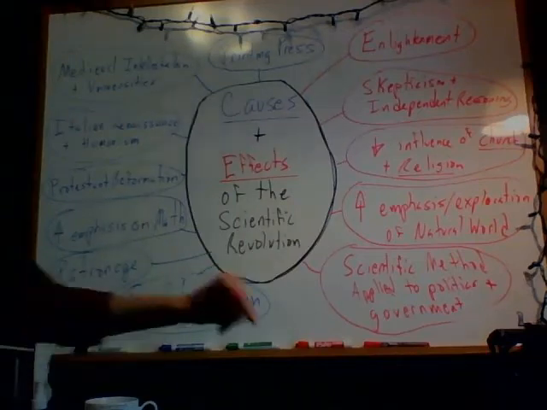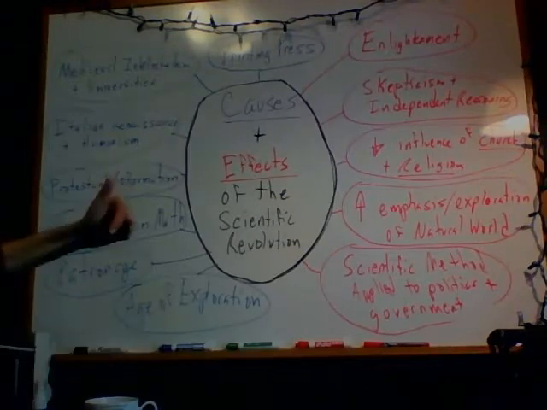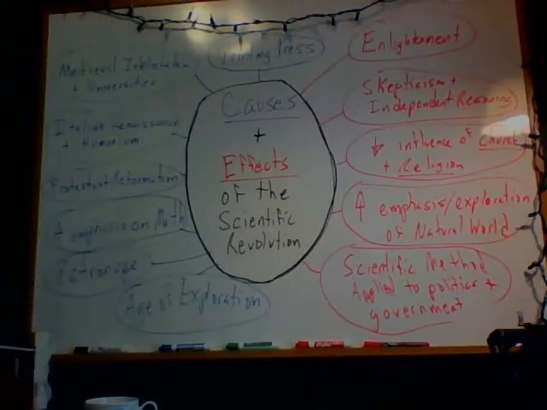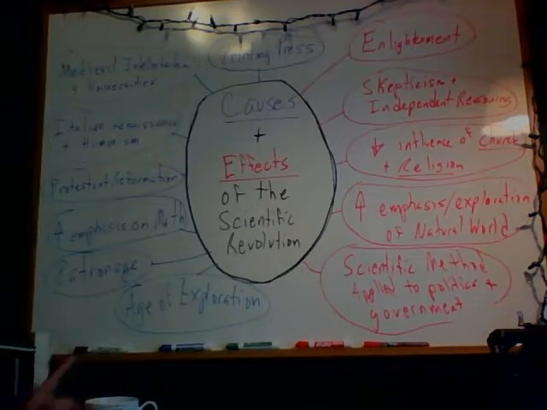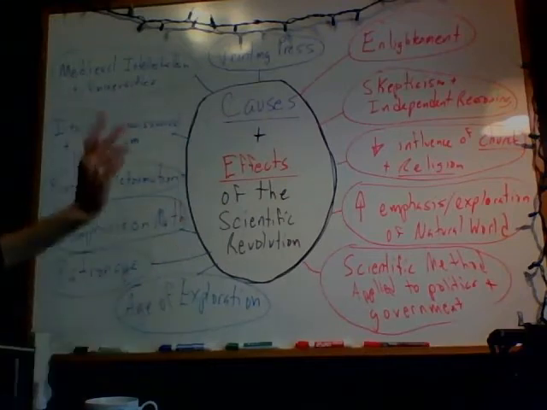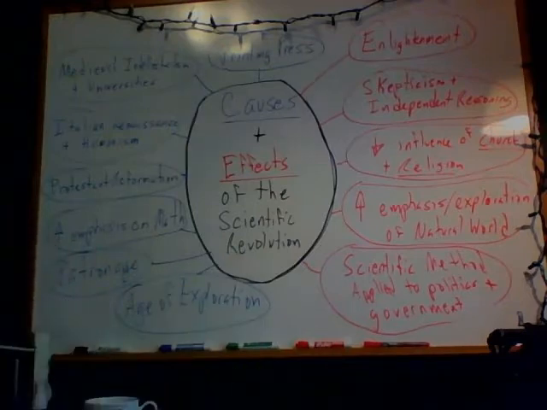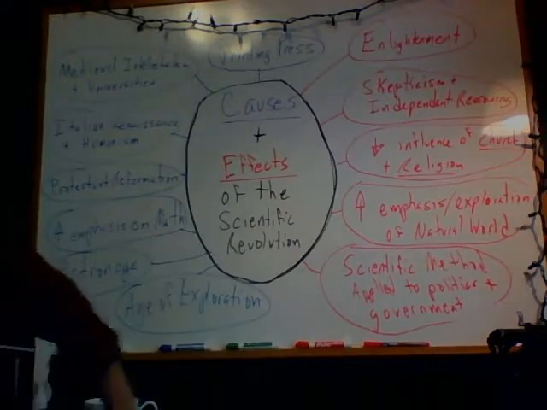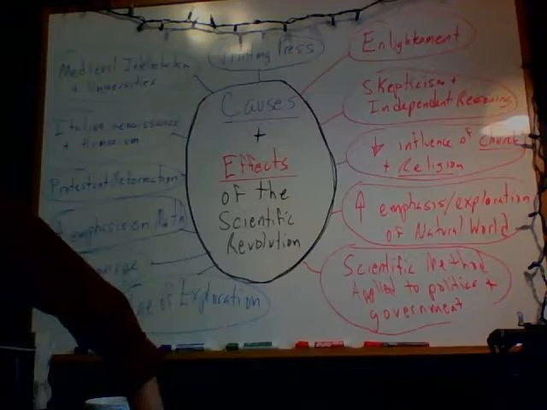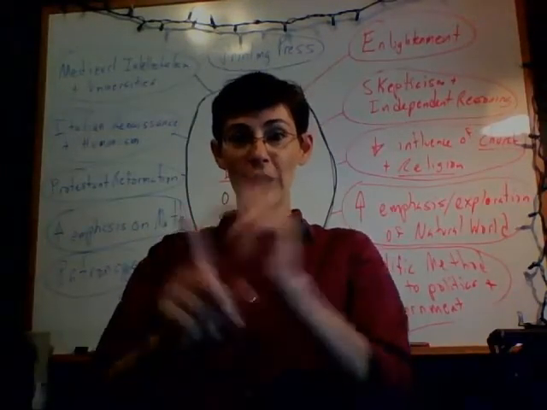The effects are the Enlightenment, skepticism and independent reasoning, a decrease in the influence of both church and religion, and an increased emphasis on and exploration of the natural world. So that's an increase in emphasis and an increase in exploration of the natural world. The scientific method was also applied to politics and government and human society in general. So now, let's talk about each of these on their own, right?